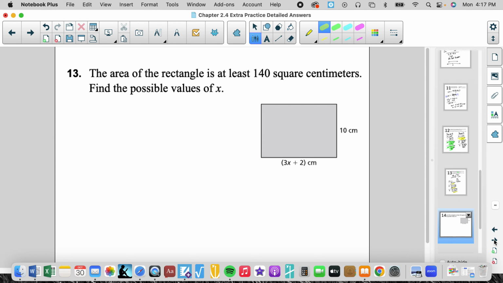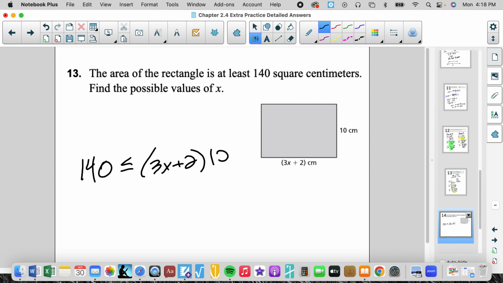All right. Next problem. The area of the rectangle is at least 140 square centimeters. Okay. So the area is at least 140 square centimeters. Find the possible values of x. That is length times width. The length times the width is 10. So we are going to have to distribute into there. So we get 140 is less than or equal to 30x.